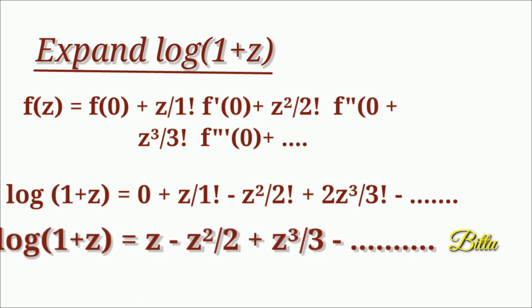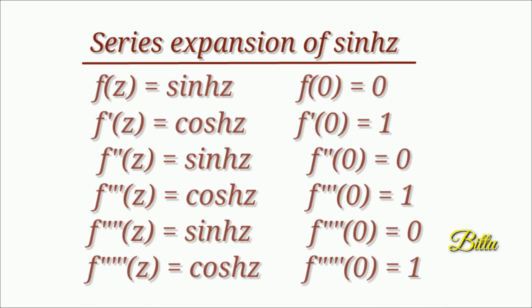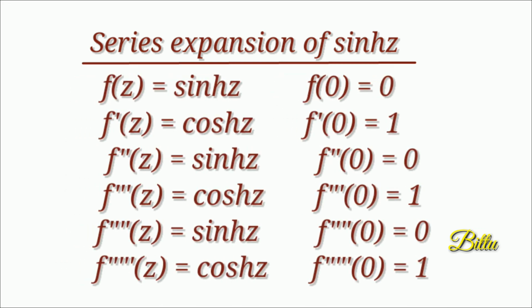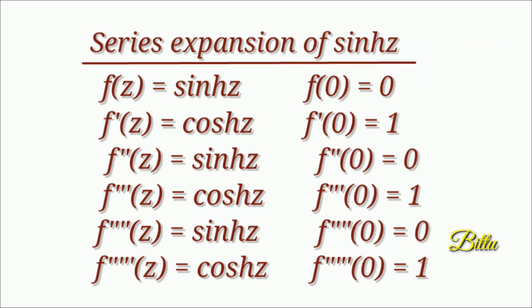In a similar way, we can also give the expansion of hyperbolic functions in the form of an infinite series. Among the 6 hyperbolic functions, sin hz and cos hz has some importance. Let me expand sin hz in the form of an infinite series. So let f z equal to sin hz. We know derivative of sin hz is cos hz and derivative of cos hz is sin hz. So f dash z is cos hz, f2 dash z is sin hz, f3 dash z is cos hz.